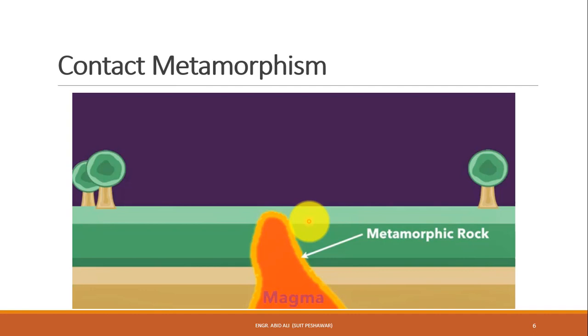This is caused primarily by heat. The first type is contact metamorphism, and it is caused by contact with heat. Whenever a rock comes into contact with magma or lava, it is burned, or metamorphosed, by that heat.